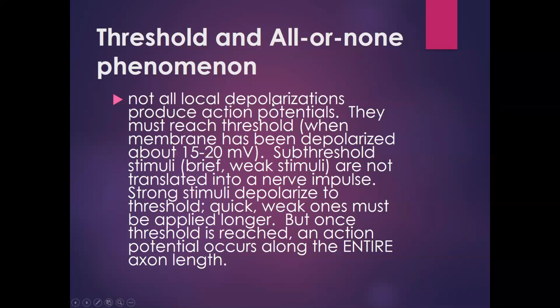Okay? And I've shown you already, not all local depolarizations produce action potential. So not all those stimuli that come in on a dendrite are going to depolarize the entire neuron. They'll just depolarize that one spot, but it won't end up going all the way down the axon. So we said those depolarizations must reach threshold, between +15 and +20, we know that. Subthreshold stimuli, those brief weak stimuli, are not translated to a nerve impulse. Stronger stimuli depolarize to threshold. Quick, weak ones must be applied longer so they can summate. But once threshold is reached, an action potential occurs along the entire axon length with the same amount of speed. It will not arrive at the end of the axon terminal any faster with a strong stimulus than with a just barely threshold stimulus. Doesn't make any difference.